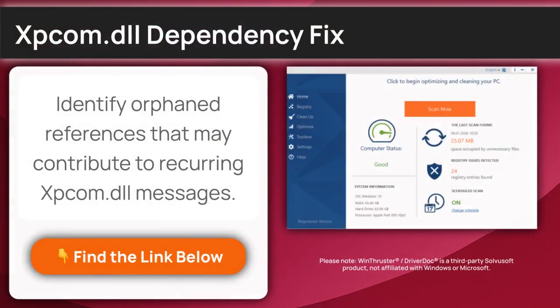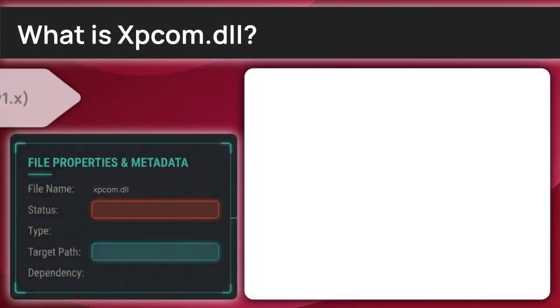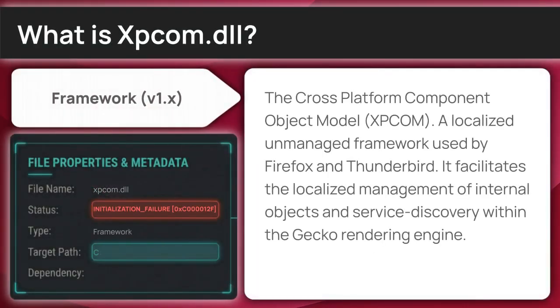This is the Xpcom library, the cross-platform component object model Xpcom, a localized unmanaged framework used by Firefox and Thunderbird. It facilitates the localized management of internal objects and service discovery within the Gecko rendering engine.